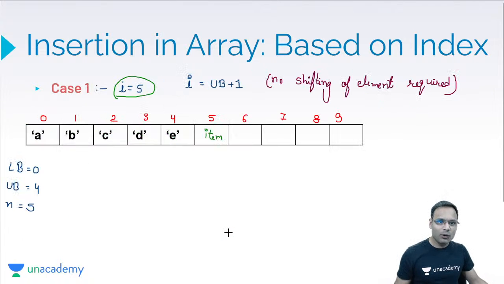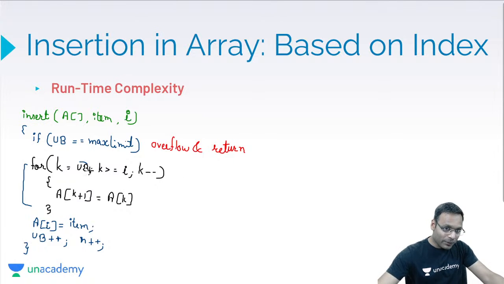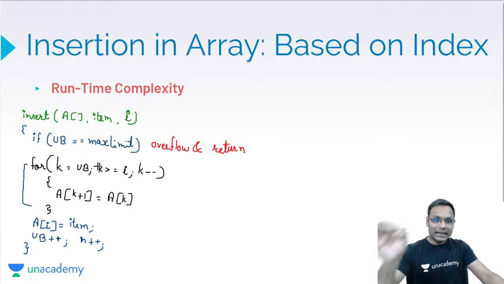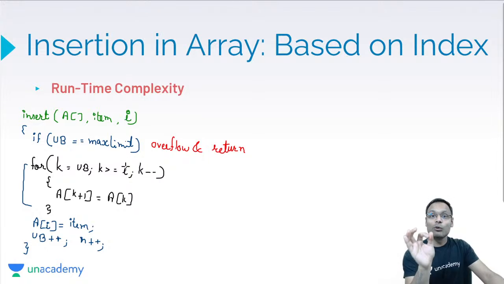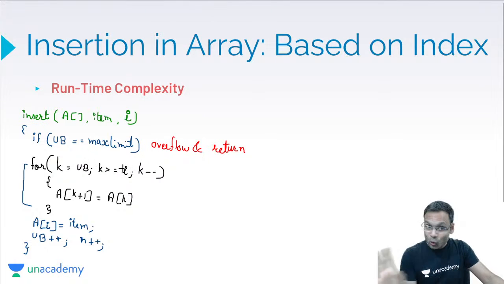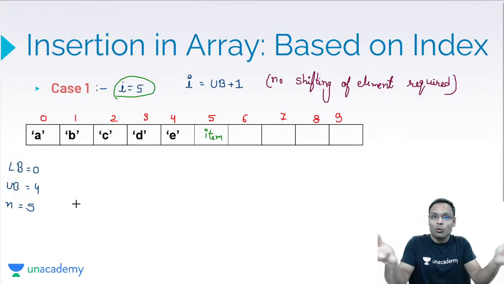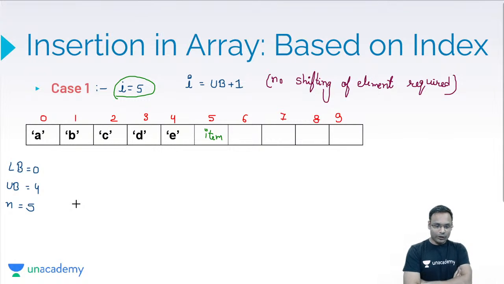Suppose I am checking case number 1 where I is upper bound plus 1. When I is equal to upper bound plus 1, look at this, k equals upper bound, fine. K greater than or equal to I. Upper bound greater than or equal to upper bound plus 1? No, false. So there is no shifting. Yes, in case 1, we don't have any shifting.